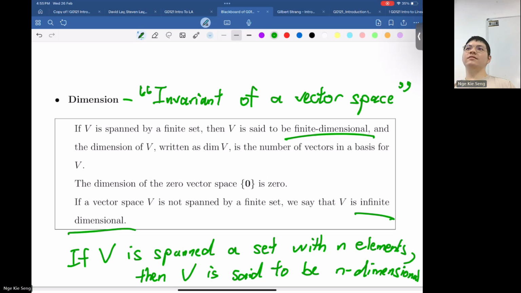If you read some science news, how many dimensions? So after you learn linear algebra, you should know that this dimension refers to linearly independent and the spanning set. There are n elements there.